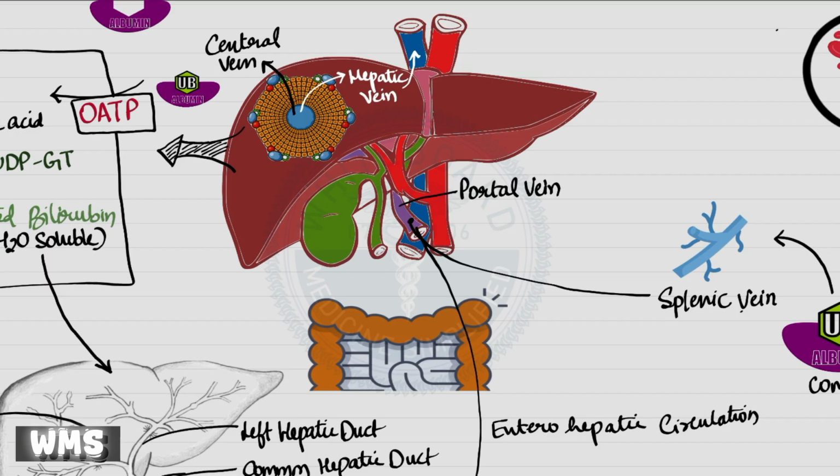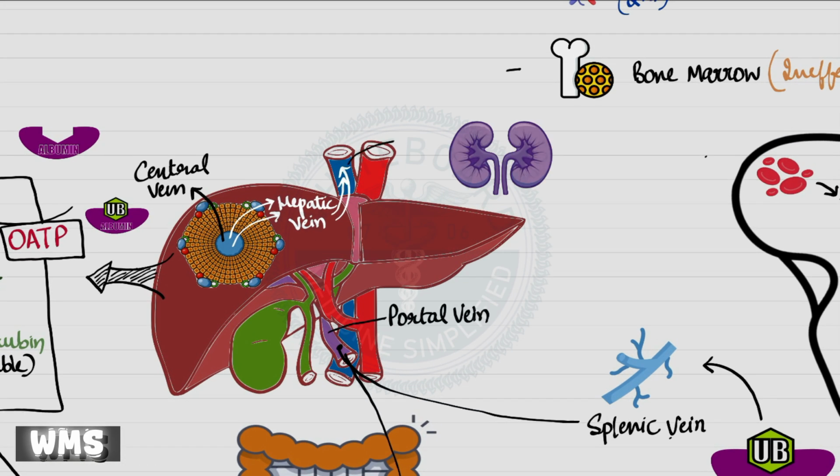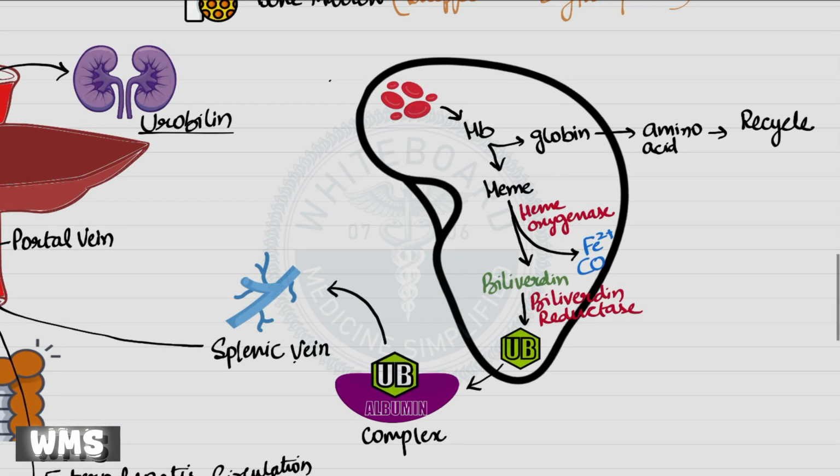But a tiny fraction escapes the liver's uptake and enters the systemic circulation. This portion is then filtered by the kidneys and excreted in urine as urobilin, which gives urine its yellow color. So, to summarize the entire process, when the red blood cell is broken down by macrophages, it releases heme.